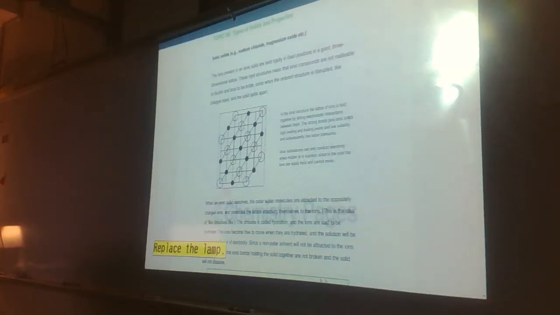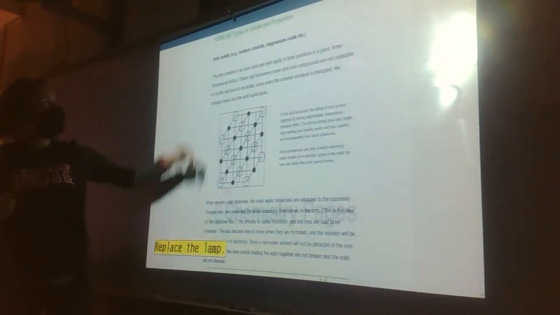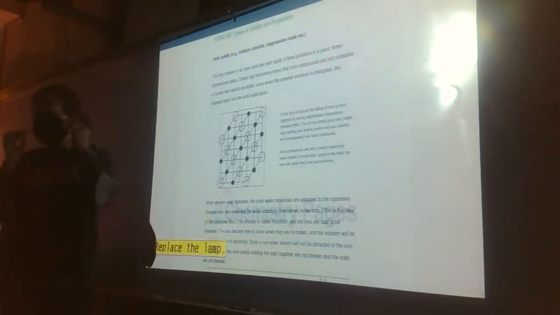So today we're going to talk about the types of solids. There are four. The first type of solid is an ionic solid. Go ahead and write that down.